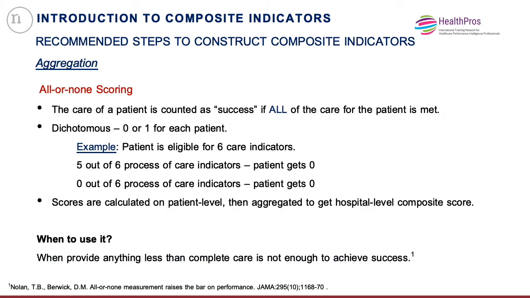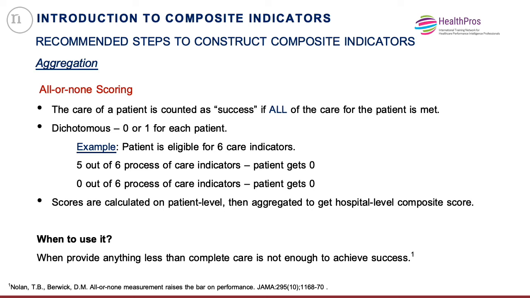The second most used approach to create composite indicators is the all or none approach. In this approach, the care of a patient is counted as a success only if all of the care for the patient is met. It doesn't award partial performance. It is either all or none, and it is the strictest measure among them.